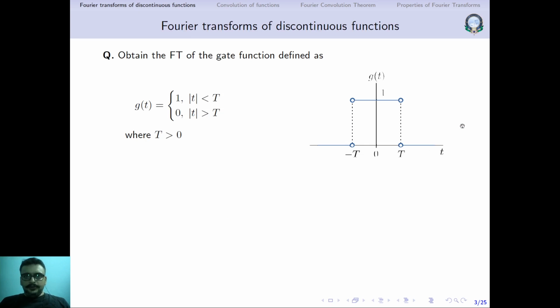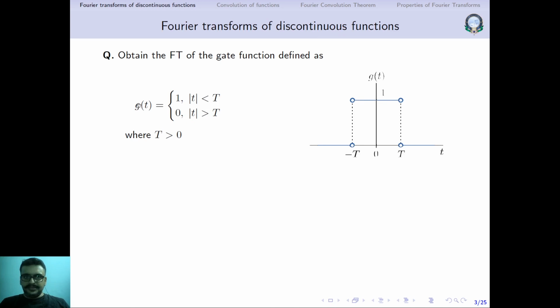So moving forward, this is a very common function which is used in modeling of electronic circuits. This is known as a gate function. We represent this as g of t. There is a parameter called capital T. When the value of small t lies between minus T and plus T, the gate function takes the value 1. Otherwise, it takes the value 0 everywhere.